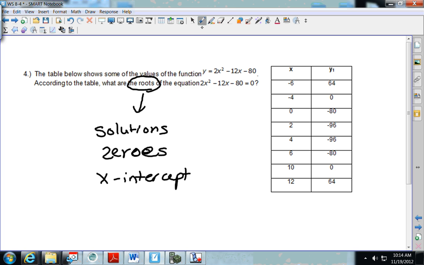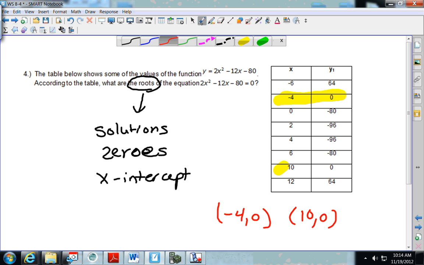So where do I see them? I see my solutions at, I didn't mean to use the black pen here. I wanted the highlighter. There we go. Negative 4, 0 and 10, 0. Those are my solutions. Negative 4, 0 and 10, 0. You should be able to find them in a table and a graph because they're your x-intercepts.